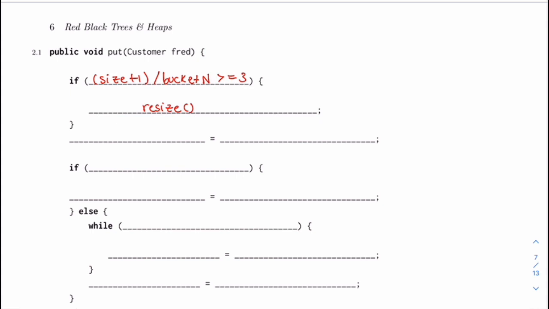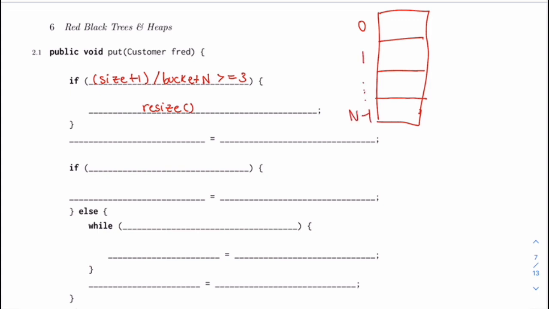So I have this hash table, and this hash table has some indices. I need to find the appropriate index for Fred. And the way that I do that is, what tells me where to put something in a hash table? Well, the hash code, right? That's the whole point of all of this, right? The hash code is going to tell us where something belongs.